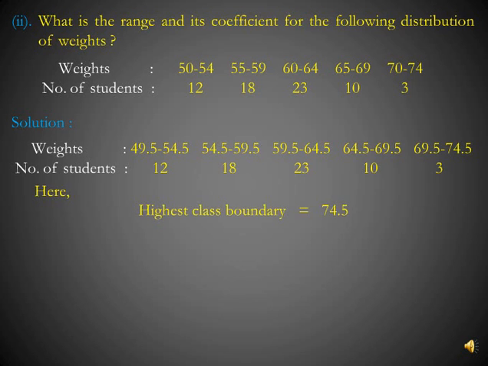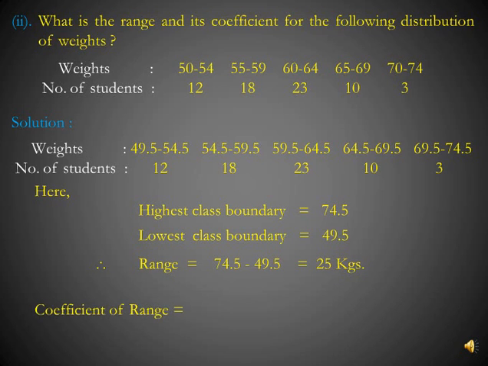So here the highest class boundary is 74.5 and lowest class boundary is 49.5. So range is equal to 74.5 minus 49.5, that is 25 kgs. Now coefficient of range is equal to 74.5 minus 49.5 divided by 74.5 plus 49.5, into 100. So it comes to 20.16.